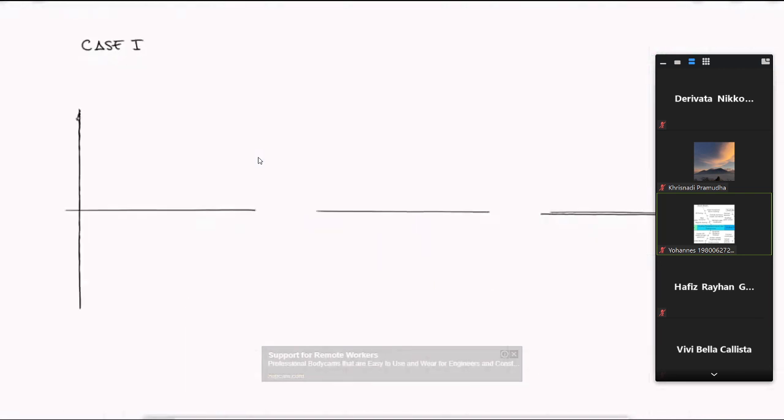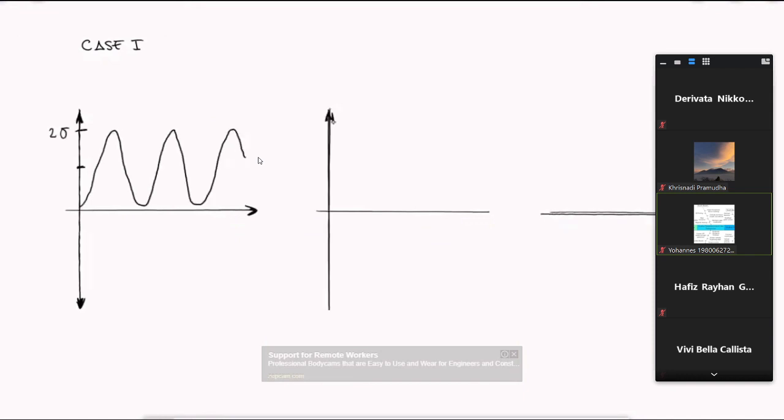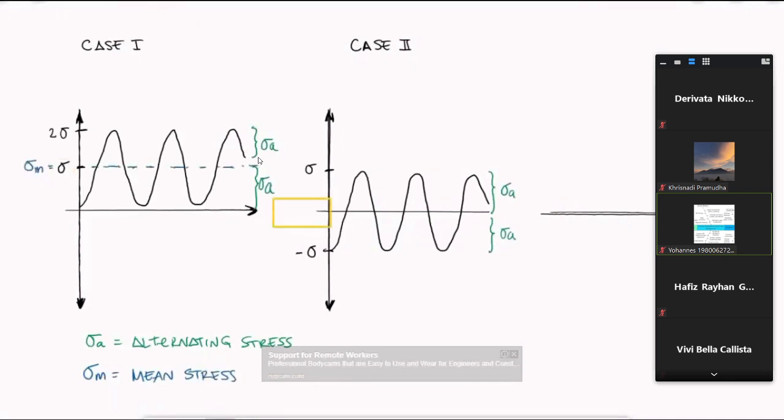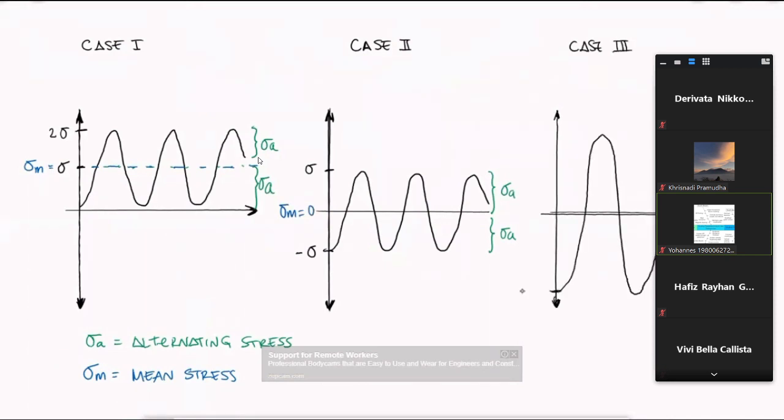The first concept we need to understand is that a fluctuating stress that goes from 0 to 2 sigma is not the same as a stress that goes from negative sigma to positive sigma. Even though the alternating stress value is the same, sigma, case 1's mean stress is sigma, while case 2's mean stress is 0. And case 1 is also not the same as a stress that goes from negative 2 sigma to positive 2 sigma, even though the maximum stress in both cases would be 2 sigma.